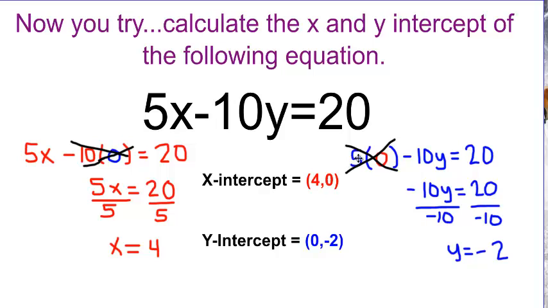For our y-intercept, we plug in 0 for x, so 5 times 0 minus 10y equals 20. So we get the equation negative 10y equals 20, which, again, we solve by division, so we divide by negative 10 on both sides and get y equals negative 2 to give us our y-intercept of (0, negative 2). We will practice this more in class, so if it's not completely clear to you right now, that's okay. You'll have a chance to do this later on.